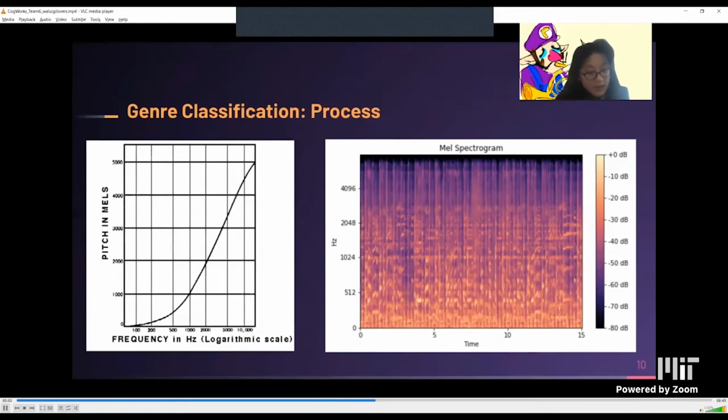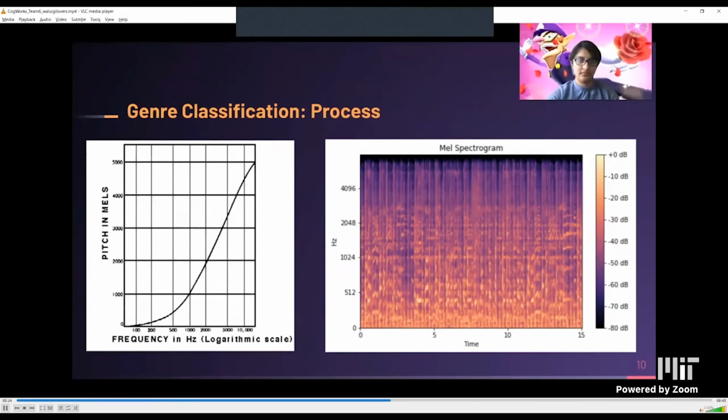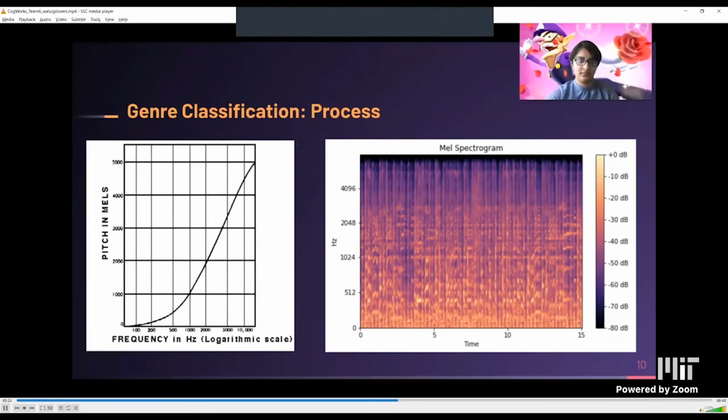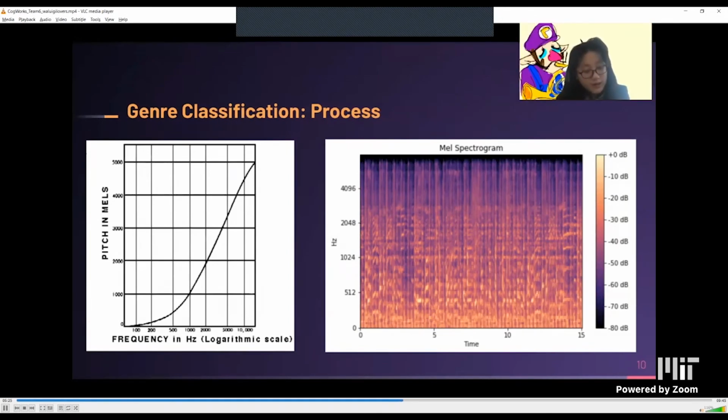A MEL spectrogram plots the frequencies at different times of audio samples on a scale that is normalized to how humans perceive sound. Since differences between higher frequencies are more difficult for humans to detect than differences between low frequencies, a MEL spectrogram plots sounds based on a logarithmic scale. MEL spectrograms were saved as NumPy arrays, representing decibel units and stored in respective directories for input for our model.